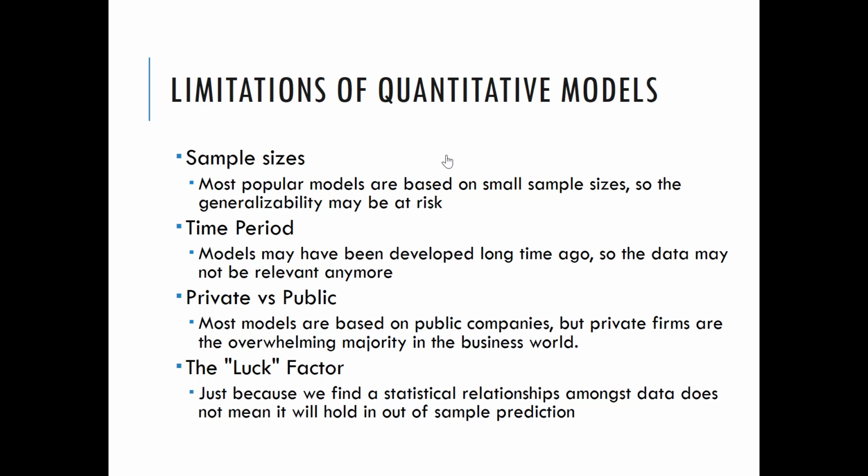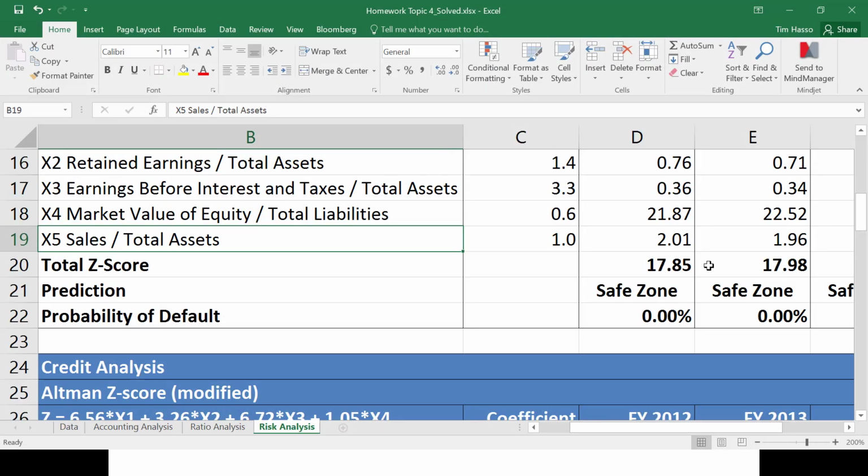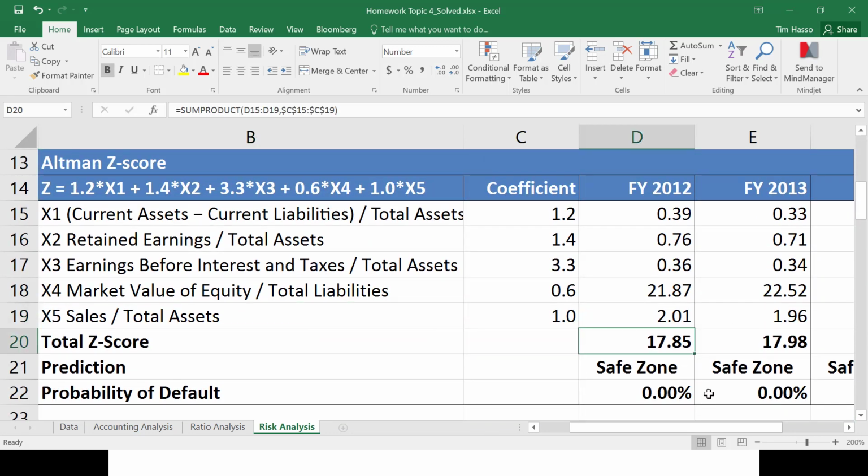So there's huge amounts of limitations around quantitative models. I'm not saying that we don't use them, but when we use them, we need to consider them in relation to all other things. So they're basically just another indicator for us to use. So for example, if I see in my case that H&M, let's see, H&M is a pretty safe company, because if I look at the Altman Z-score, it should be above 3, it's like 17.85.